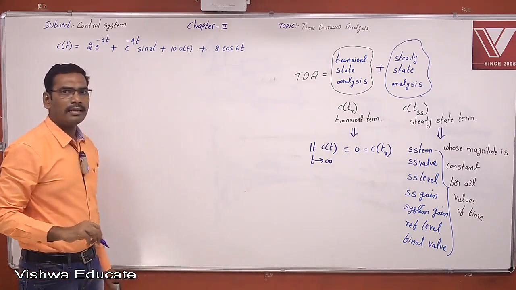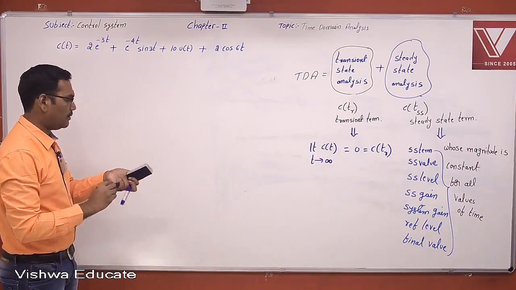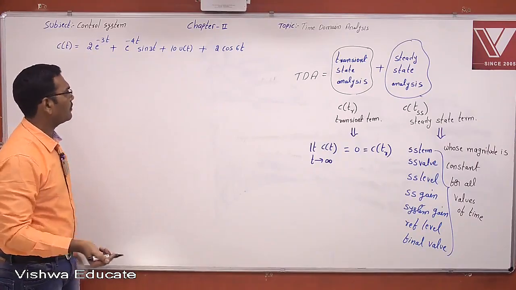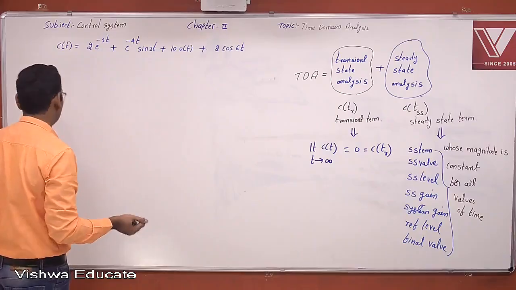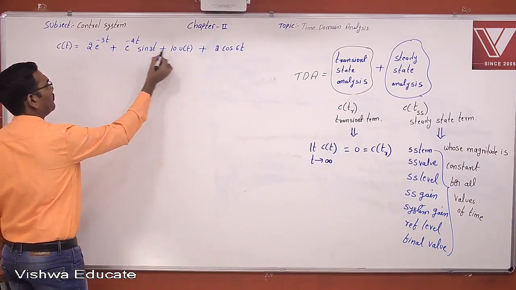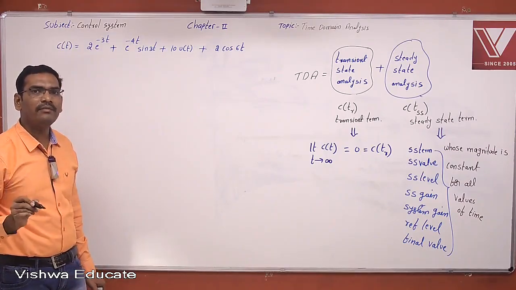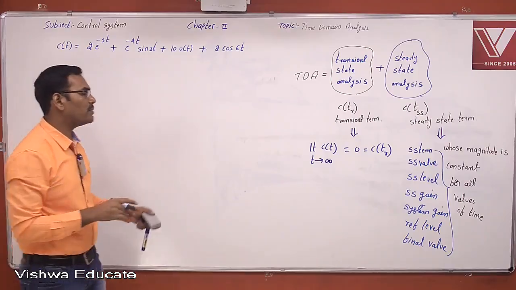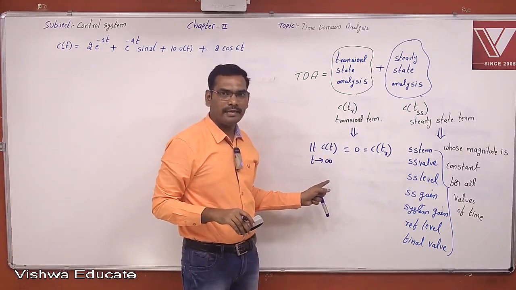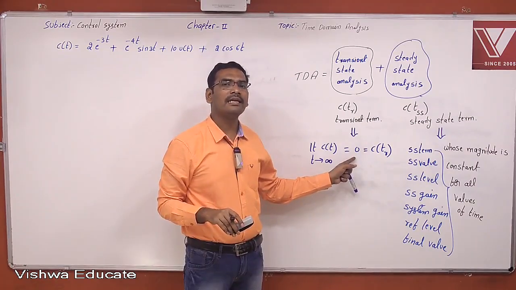Identify the transient and steady state terms. Now students, you just see here, this is the time response, consisting of terms. You want to identify which is the transient term and which is the steady state term. When you substitute t tends to infinity, whose value will become 0, that term is called a transient term.